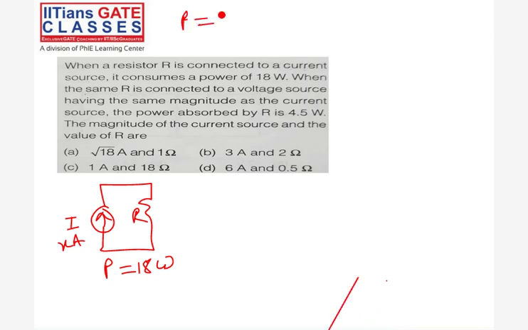So I square R is equal to 18. I is nothing but X. So X square R is equal to 18. This is equation 1. So what is the second part given?